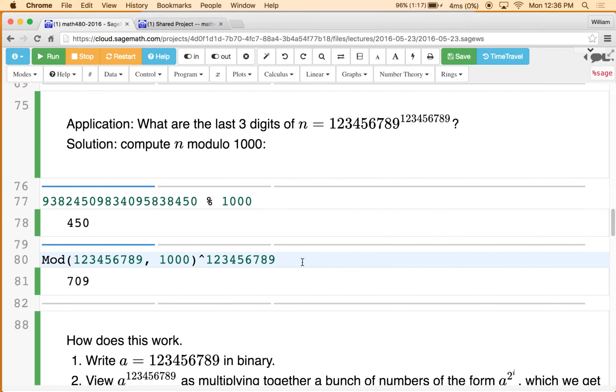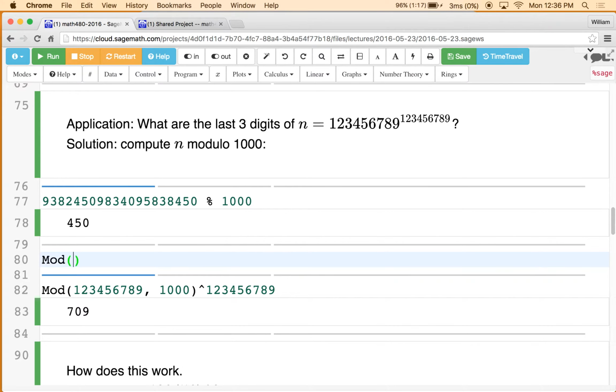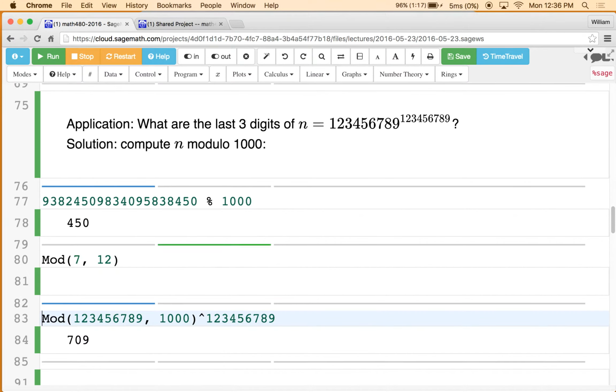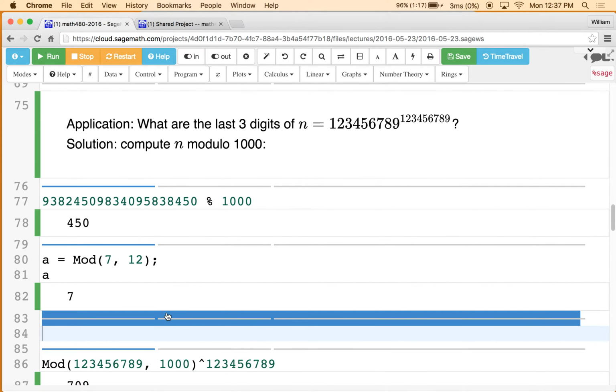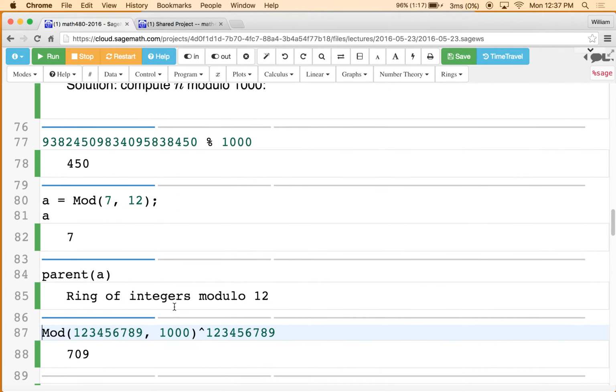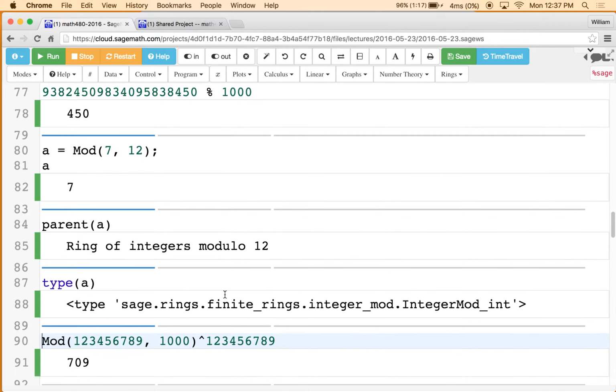So this thing where I wrote mod 1,000, I don't have to write r of 1,000. In Sage, you can also write mod, something like this. That creates the element 7, but in the ring of numbers modulo 12. That was actually what I skipped above. This looks like your everyday 7, but it's secretly, if you look at its parent, it remembers that it's modulo 12. And if you look at it from the point of view of Python, its data type is integer mod, etc. There's a bunch of stuff there.